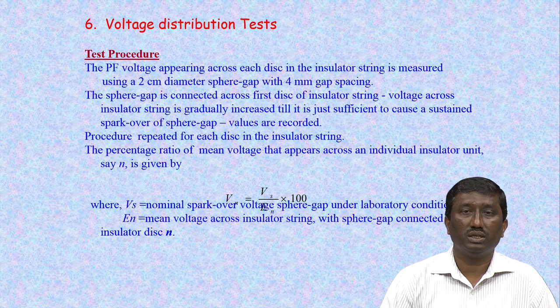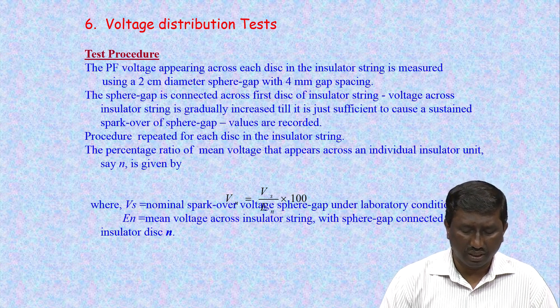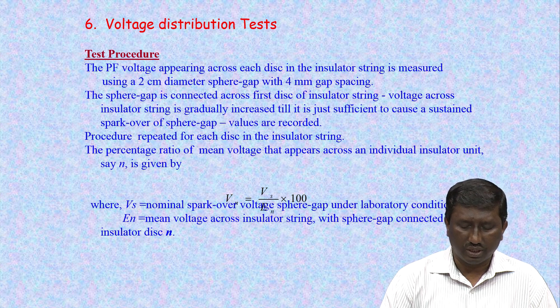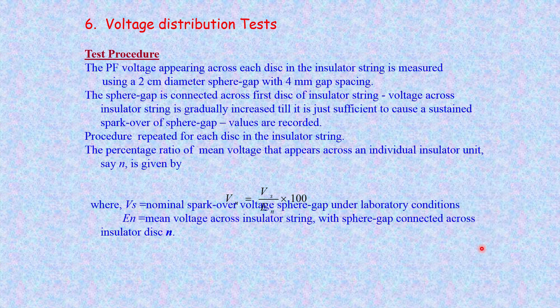So, finally, the percentage of the mean voltage which appears across an individual unit, say n. Suppose for 400 kV, there could be 23 to 25 insulators; in case of 765 kV, there could be 35 to 40 insulators. How is it measured? It is simply measured by Vn = Vs/En × 100, where Vs is the nominal sparkover voltage of the sphere gap under laboratory conditions. You have the sphere gap breakdown voltage for that particular distance. En is the mean voltage across the insulator string with the sphere gap connected, say at insulator disc n.